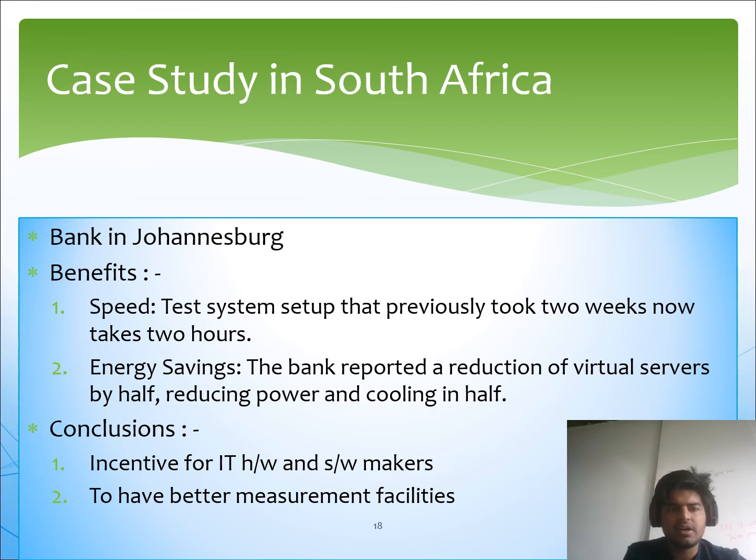The case study for a bank in Johannesburg, South Africa provided much of the incentive for the cell phone company described above. So the benefits: speed. The test system setup that previously took 2 weeks now took only 2 hours. Energy saving: the bank reported a reduction of virtual servers by half, reducing power and cooling by half. Conclusions: incentive for IT hardware and software makers to have better management or measurement facilities.